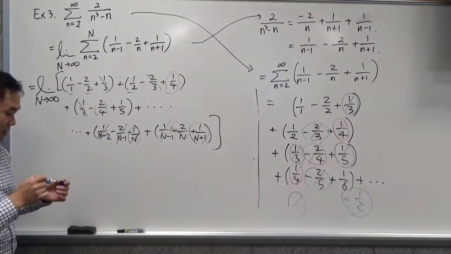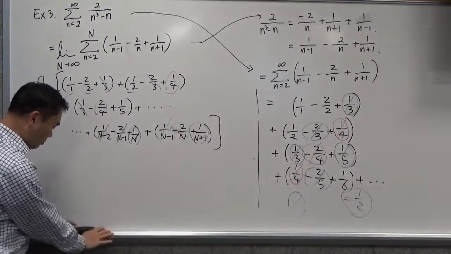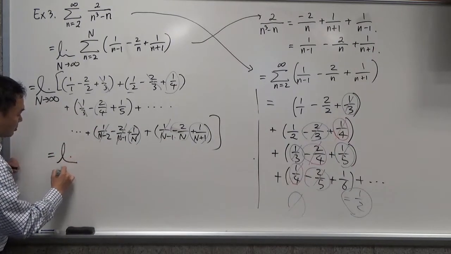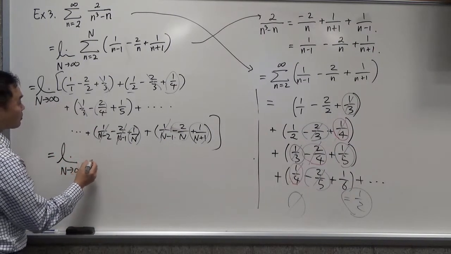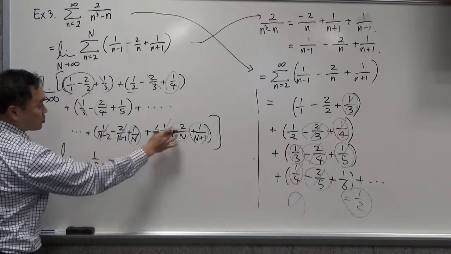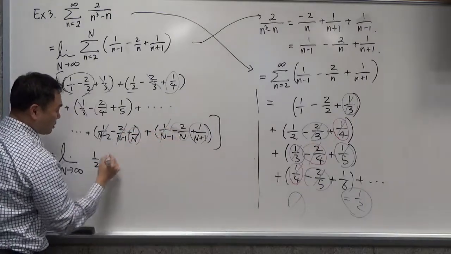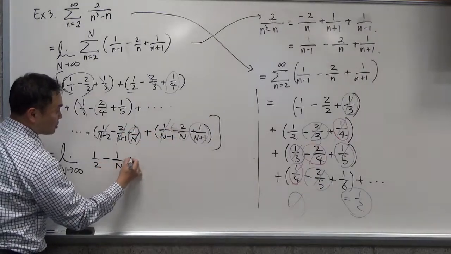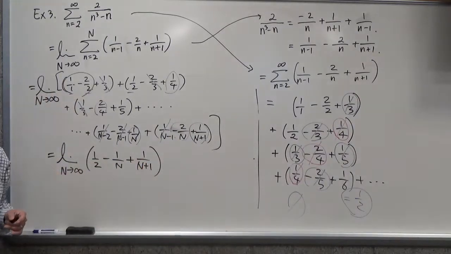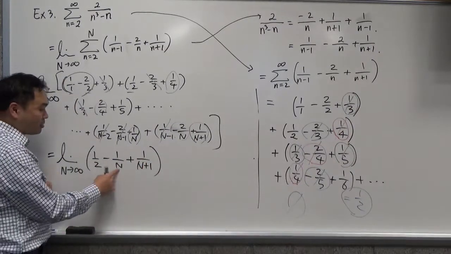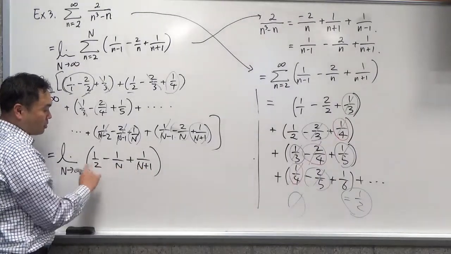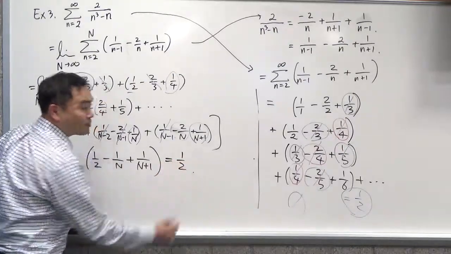So the pattern is that after you cancel everything, you end up with the limit as capital N goes to infinity of this is 0, this is 1/2, so you have 1/2, plus 1 over n minus 2 over n, which is minus 1 over n, plus 1 over n plus 1. This is the limit that you have to calculate. And as capital N goes to infinity, these are both 0. So you end up with just 1/2.